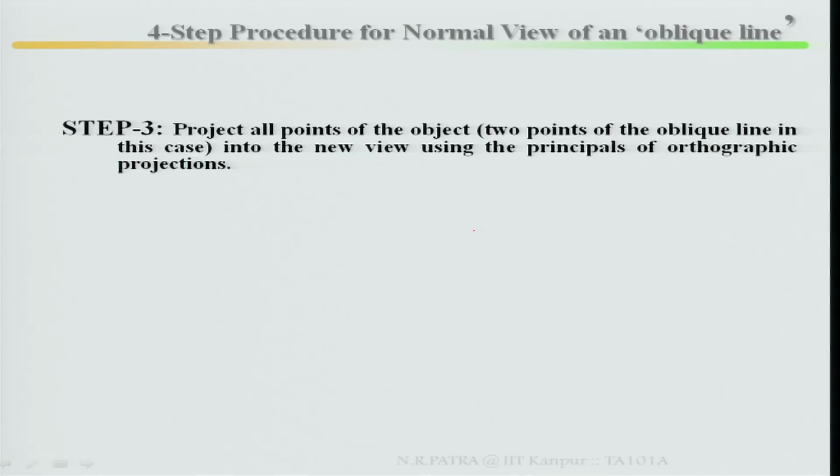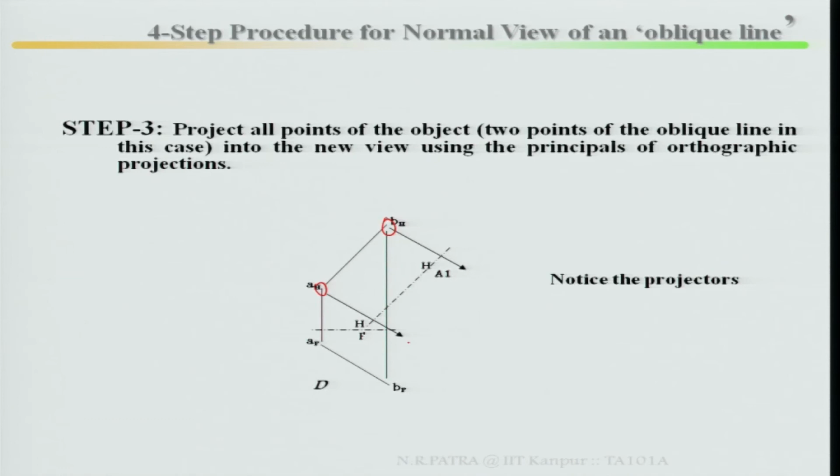Now step 3: project all points of the object. In a line, what are the points? The two points of the oblique line, in this case, into the new view using the principle of orthographic projections. Let us look here. This is your auxiliary plane. From here I project it back. Point B has been projected back. Notice the projectors.